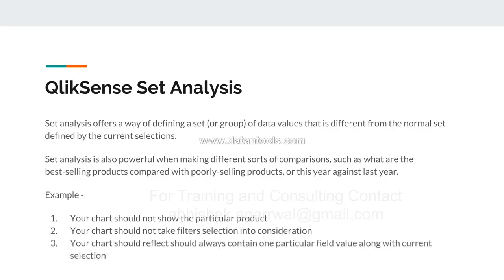Third, your chart should always contain one particular field value along with the current selection. What that means is, say for example, you have one particular field value which is chairs or some other product, that you always want to be presented whenever your chart is displayed, and whenever you make selections on the other products, it should keep including that in the chart. In such scenarios, which are very custom to the business needs, you can achieve it with set analysis.